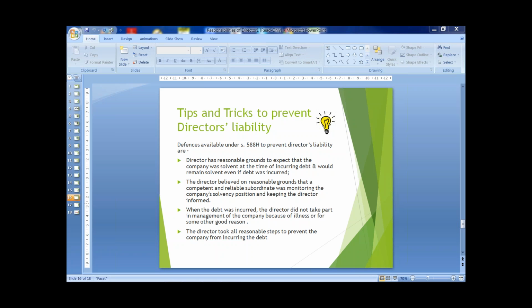The second defense is that the director believed that a competent and reliable subordinate was monitoring the company's solvency position and keeping the director informed. The third defense is that when the debt was incurred, the director did not take part in management of the company because of illness or for some other good reason. The fourth defense is that the director took all reasonable steps to prevent the company from incurring the debt. So, in the mentioned four scenarios, directors can defend themselves from being liable for insolvent trading.